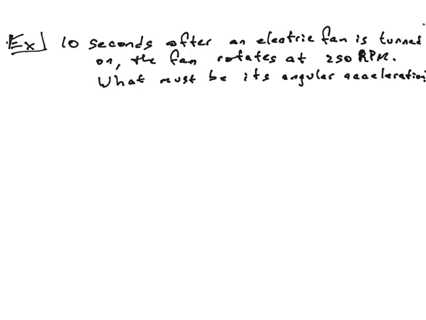10 seconds after, so I know T, the time it takes to do something, is 10 seconds. After an electric fan is turned on, the fan rotates at this velocity. So it gets up to some final velocity of 250 RPM. And I'm told the fan was turned on, so that means originally it was off. It wasn't moving. So that tells me the initial velocity was 0 radians per second. And I'm looking for alpha.